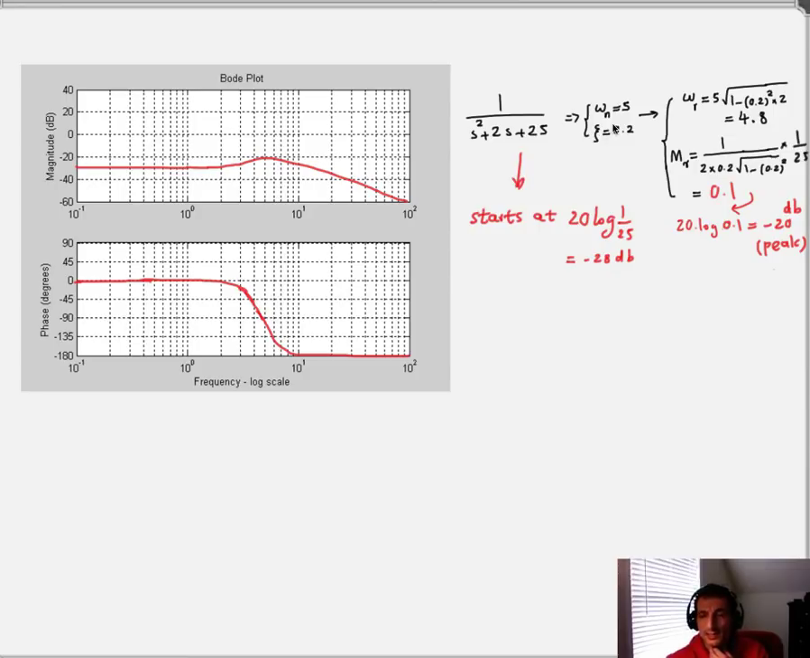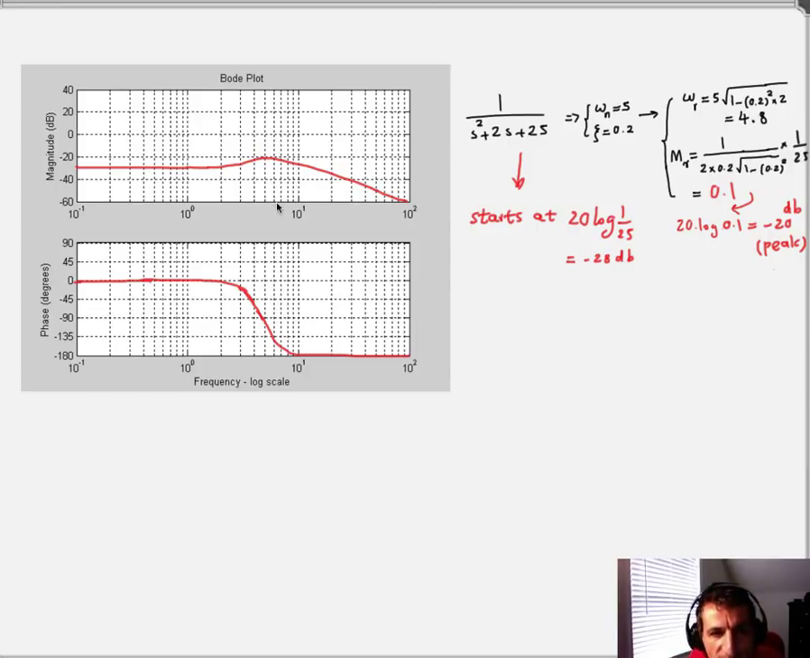Since zeta is less than 0.707, there is going to be a peak. Something that you see here. But now you can find the resonance frequency using the equation omega r equal to omega n square root of 1 minus 2 zeta squared, which is going to be 4.8.